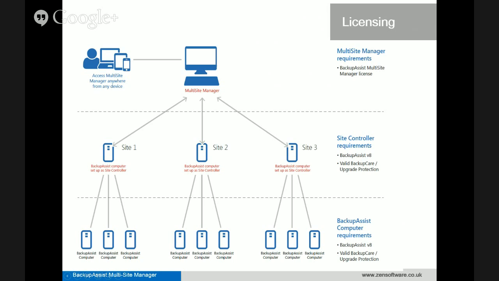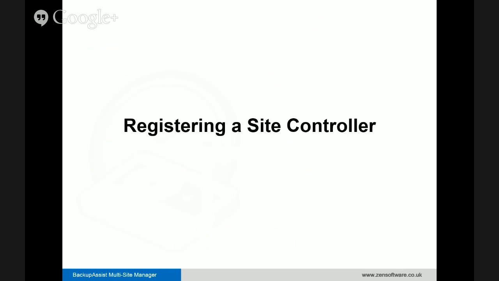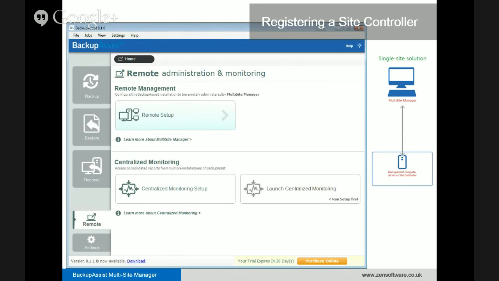So let's look in a little more detail at how we actually go about registering a site controller, because hopefully, after this webinar, people will be downloading the trial and setting it up for themselves. So I thought it'd be worth showing you how you go through the process. Imagine we're setting up our very first installation of BackupAssist, and we've installed the multi-site manager on a machine locally on the network, or even another network.